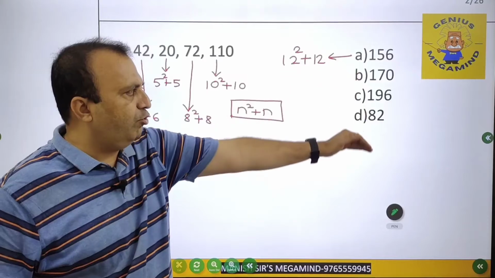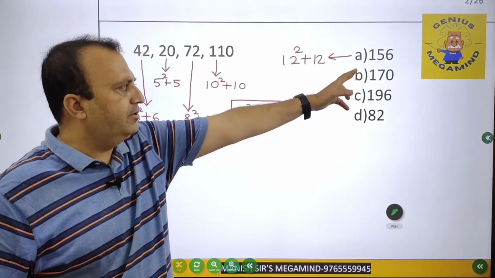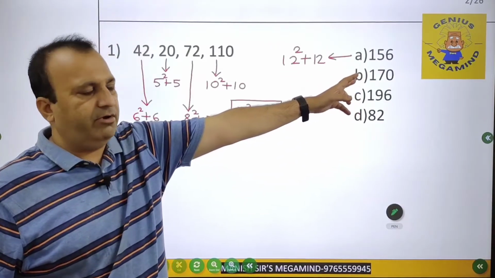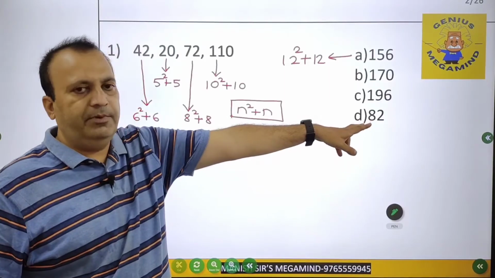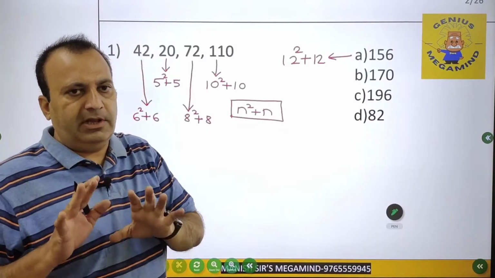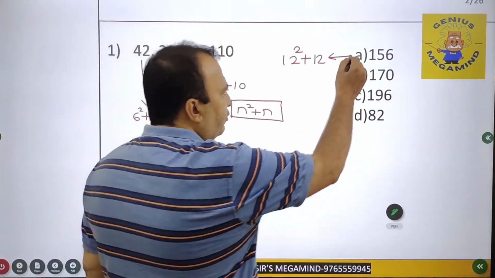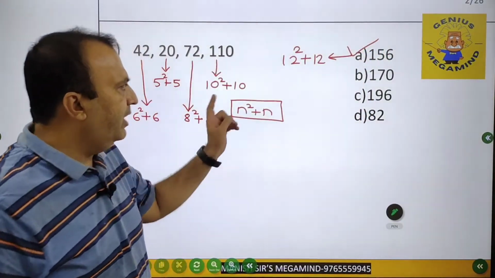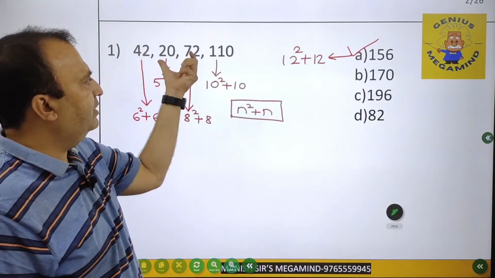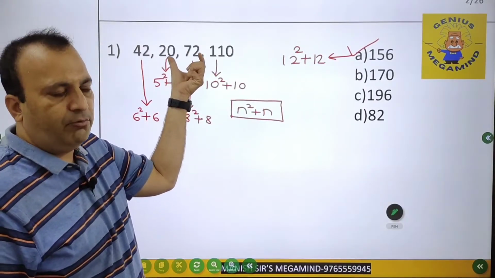Now does it fit over here? I don't think so, because 170 will be 13 square plus 1, then 82 will be 9 square plus 1. So that does not fit in the formula n square plus n. So the answer for this question, my friends, is A. So we have found a similar group which resembles the 4 numbers in the question.